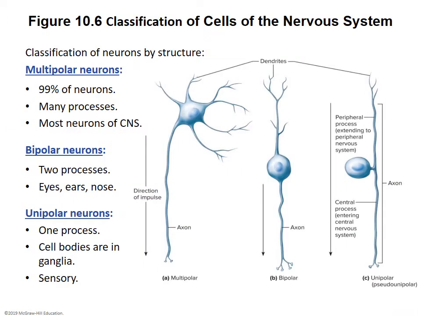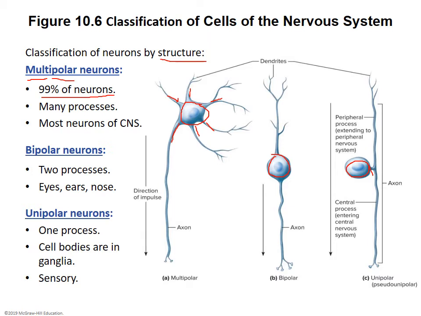So now we're going to look at classification of neurons, and this is specifically a classification by structure. So the structure is going to be how many things come off of the cell body. All right, so I'm going to try to circle the cell body as best I can here. On this first picture, I've got multiple dendrites coming into the cell body and one axon going away. So I have many things that are attached to the cell body, so it is called a multipolar neuron. And as you see here, the majority of all neurons are multipolar neurons.